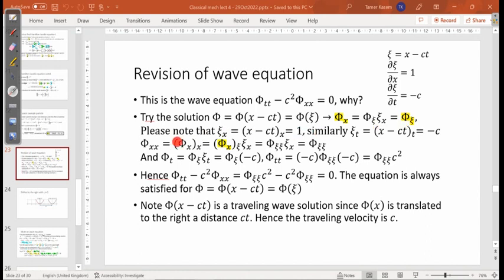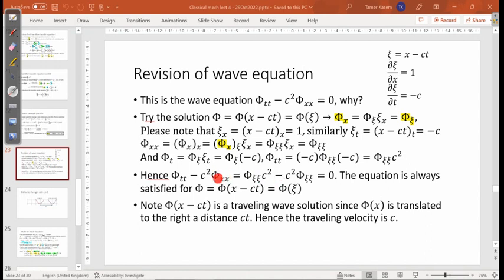Now, what about phi xx? It is partial x of phi x. Again, we will use the chain rule, so partial x, which is outside the bracket, will be partial zeta multiplied by zeta x. And we have already derived that phi x is phi zeta, so this will be phi zeta zeta, it will be phi zeta zeta multiplied by zeta x, and again zeta x is 1. For phi t, you can easily verify that it is negative c phi zeta, and phi tt will be equal to c squared phi zeta zeta.